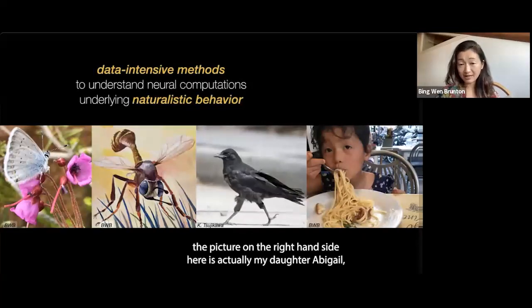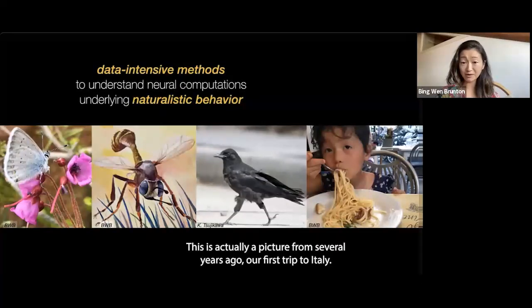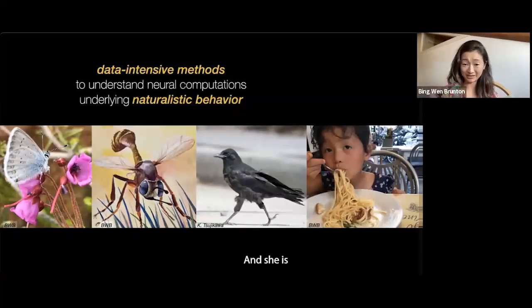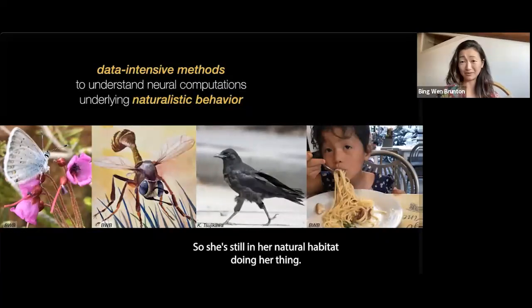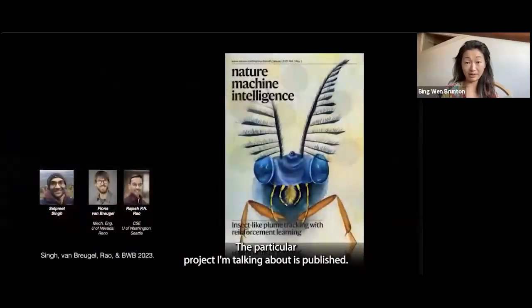The picture on the right-hand side here is actually my daughter, Abigail, who is in her natural habitat, eating spaghetti carbonara. This is actually a picture from several years ago, our first trip to Italy. We are now back in Italy, and I have a picture of her from like yesterday doing exactly the same thing, eating the same spaghetti, except she's slightly larger. That's the only difference. So she's still in her natural habitat doing her thing. I don't study my daughter. I study other humans, but I needed a picture of a human. So there she goes.